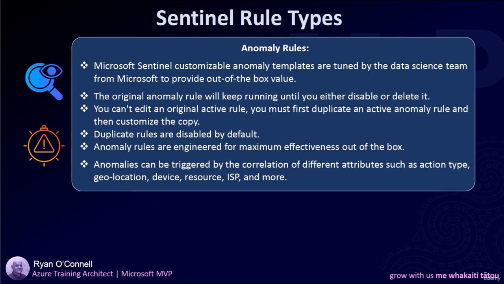Then we have the anomaly rule, which is a customized template that is tuned by the data science team from Microsoft to provide out-of-the-box value. The original anomaly rule will keep on running until you either disable it or delete it. You can't edit the original value. You must create a duplicate rule. Then once you create that duplicate rule, you can customize or copy that rule to suit your environment. Of course, duplicate rules are disabled by default. The anomaly rules are engineered for maximum effect out of the box.